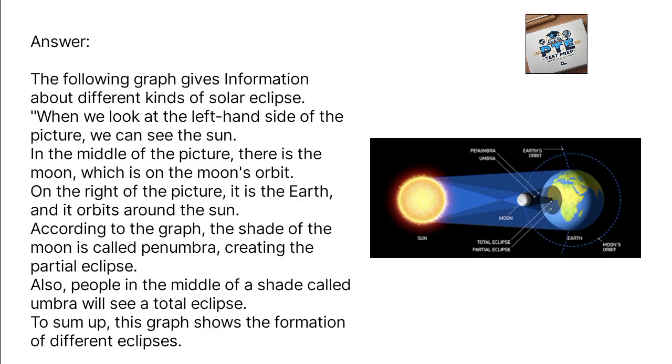The following graph gives information about different kinds of solar eclipse. When we look at the left-hand side of the picture, we can see the sun. In the middle of the picture, there is the moon, which is on the moon's orbit.